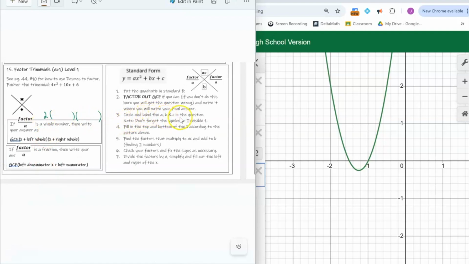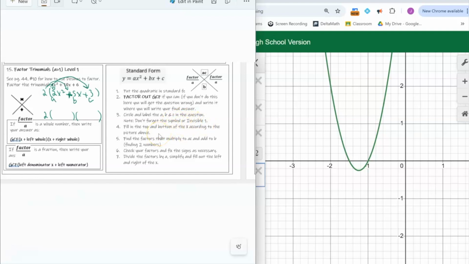Circle and label ABC in the question. So circle and label ABC. So if I took out the greatest common factor, I now have 2x squared left in the parentheses plus 5x plus 3. And that's just by taking out 2. When I take out 2, if I distribute it back in, I should get the original question back. So that's what taking out the GCF means. So this is A, this is B, and this is C, right? So label it. All right, don't forget the symbol or the invisible 1.